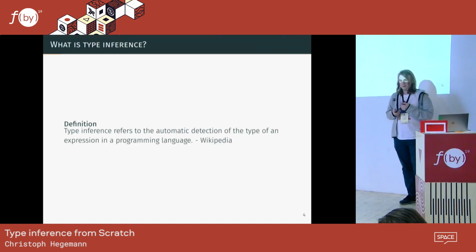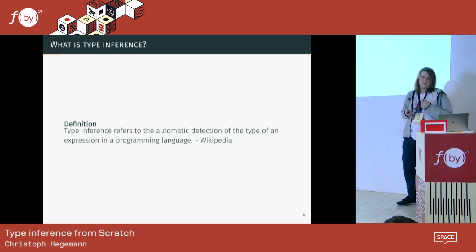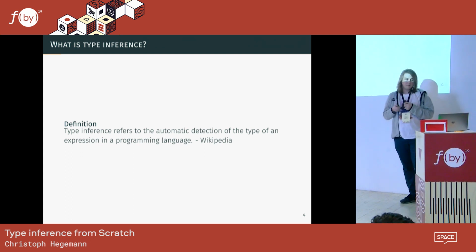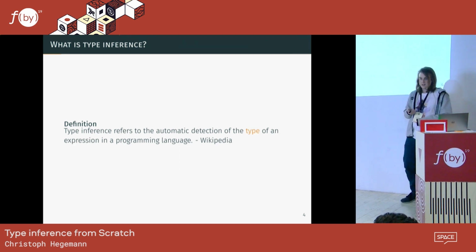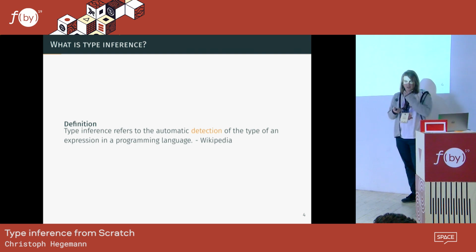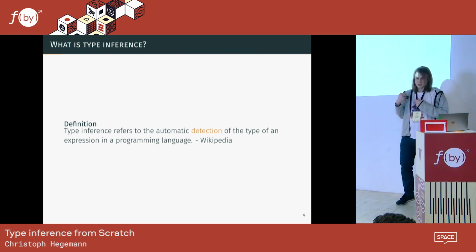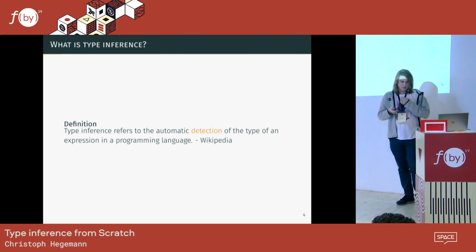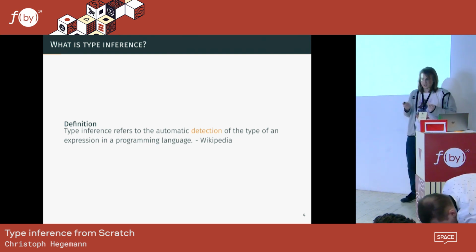So if we look it up on Wikipedia, it tells us that type inference refers to the automatic detection of the type of an expression in a programming language. The three things that we'll be looking at here are expressions, types, and the detection part. But as it says here, we need a programming language before we can do any kind of detection. So let's start by defining our expression language.